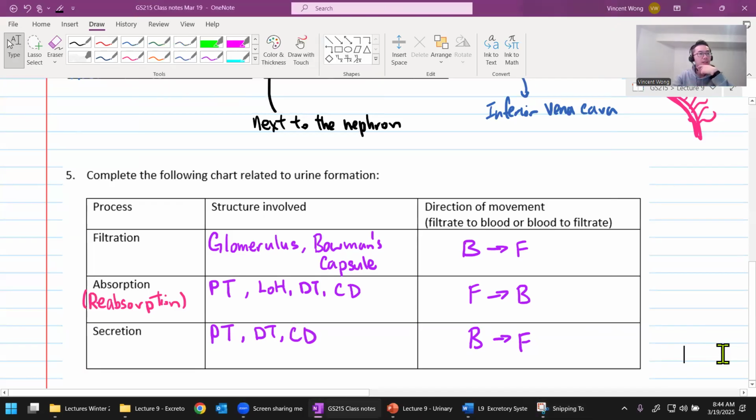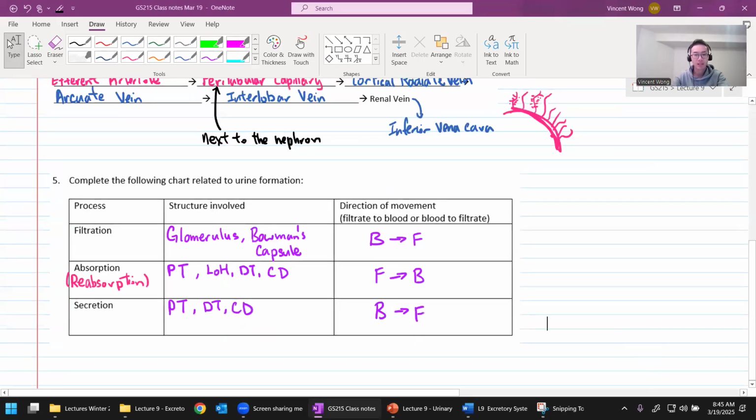Does absorption and secretion happen at the same time? Yeah, it could be at the same time. So at the proximal tubule, you could be absorbing glucose and at the same time secreting H plus. Okay. Because they're done by different transporters, right? It's not the same protein moving the same substance. Each substance requires a different carrier for it to be transported. So one doesn't interfere with the other.